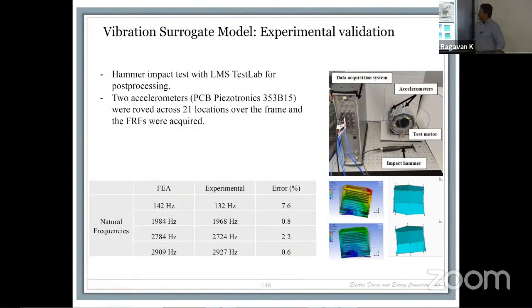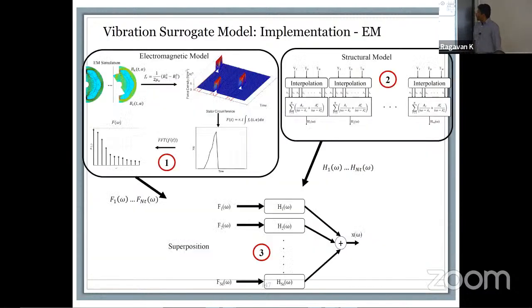So this was the system setup that we had here. We had a test lab with a setup that was defined by LMS. We had 2 accelerometers, and then we had 21 locations. We basically roved and got the frequency responses, and we did impact hammer testing with it. So what we saw basically was that in terms of FEA and experimental, we got a reasonable response. Like I said, you will notice that we have to make sure that the frame is tethered at the right point. You have to make sure they are tied to the right place for your FEA.